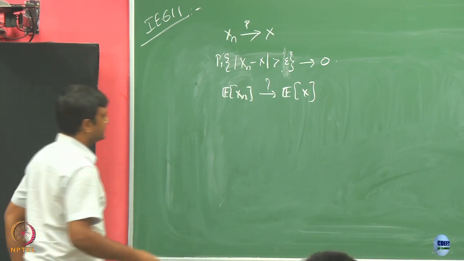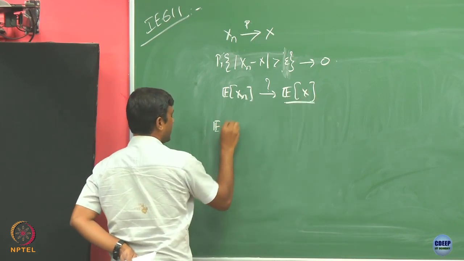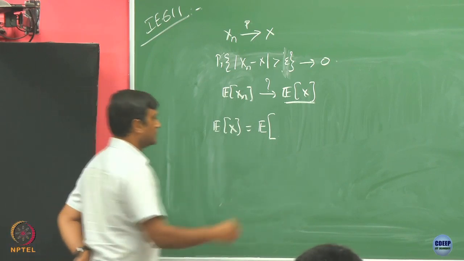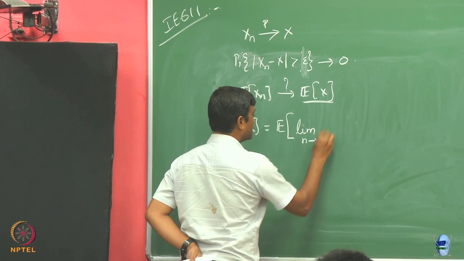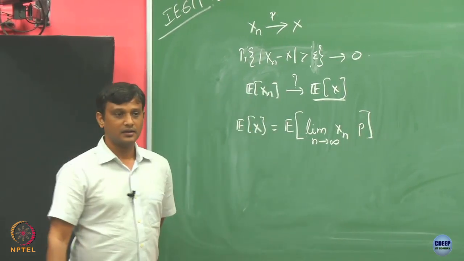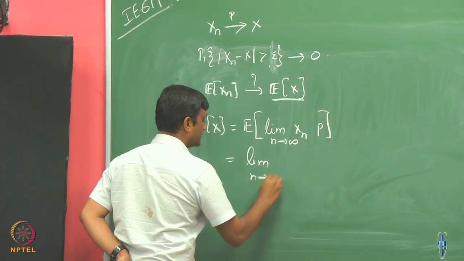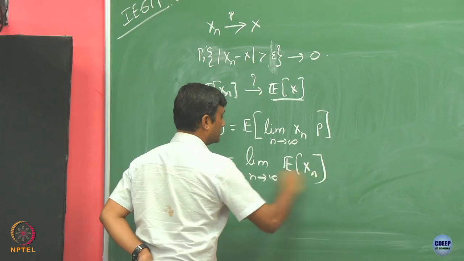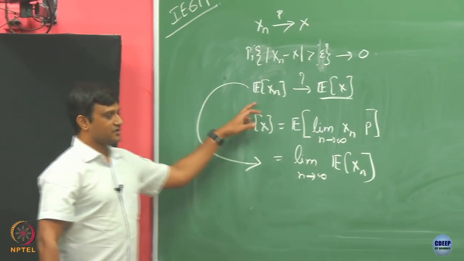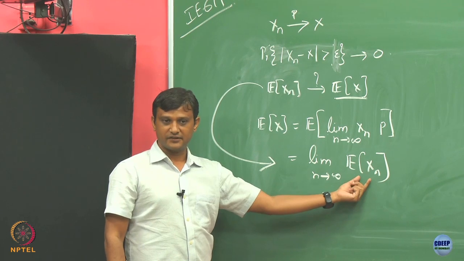Or what I am basically asking is, so what is X here? Expectation of X is nothing but expectation of the limit as n tends to infinity of Xn, and this limit is in the probability sense. Whether this happens, or what I am asking is whether this is the same as the limit as n tends to infinity of expectation of Xn. When I said this, this is what exactly I meant. Whether expectation of Xn converges to expectation of X, this is basically saying whether expectation of the limit of Xn is equal to the limit of expectation of Xn.